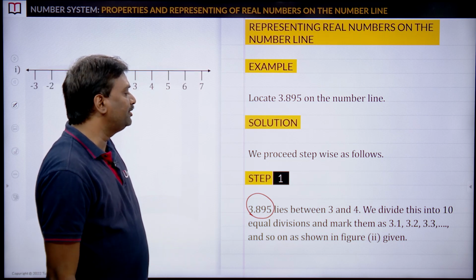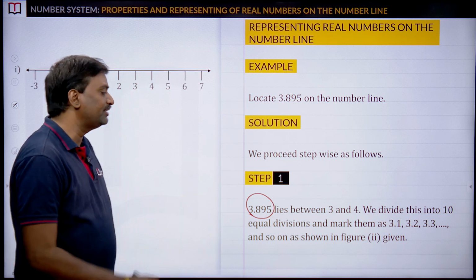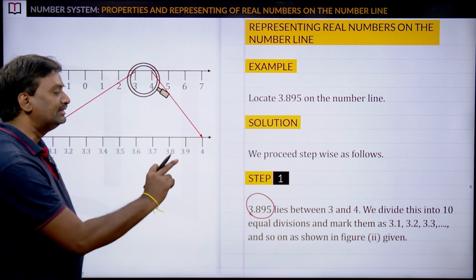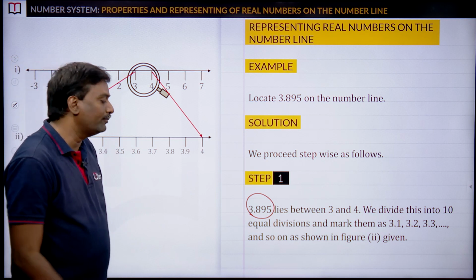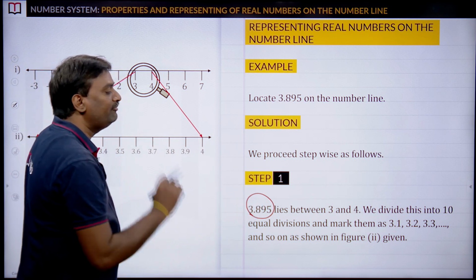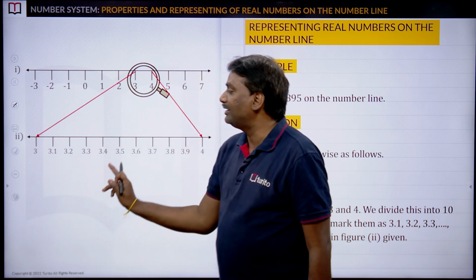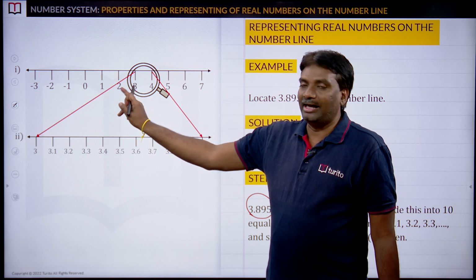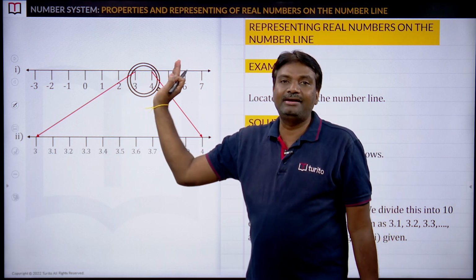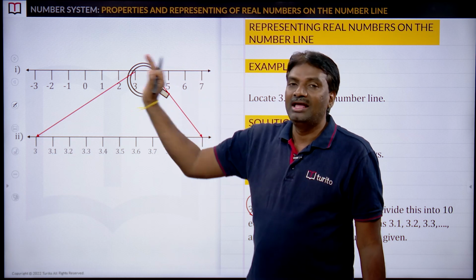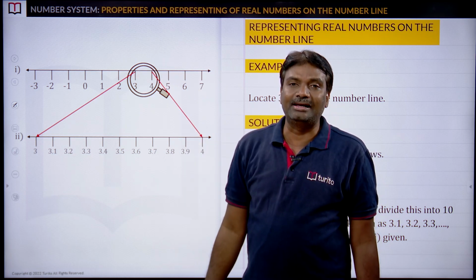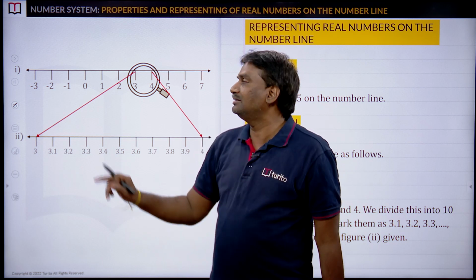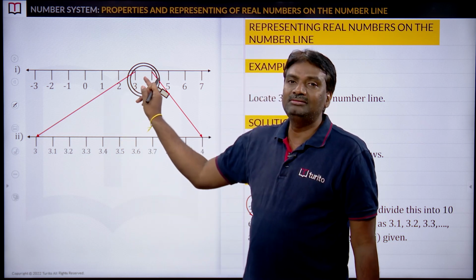We divide this into 10 equal divisions and mark them as 3.1, 3.2, 3.3, 3.4 and so on, as shown in figure 2. Look at this figure. This is the real number line. On this real number line, all the numbers to the right of 0 are positive real numbers, and to the left of 0 are negative real numbers. What we have to locate is the real number 3.895 on this number line.